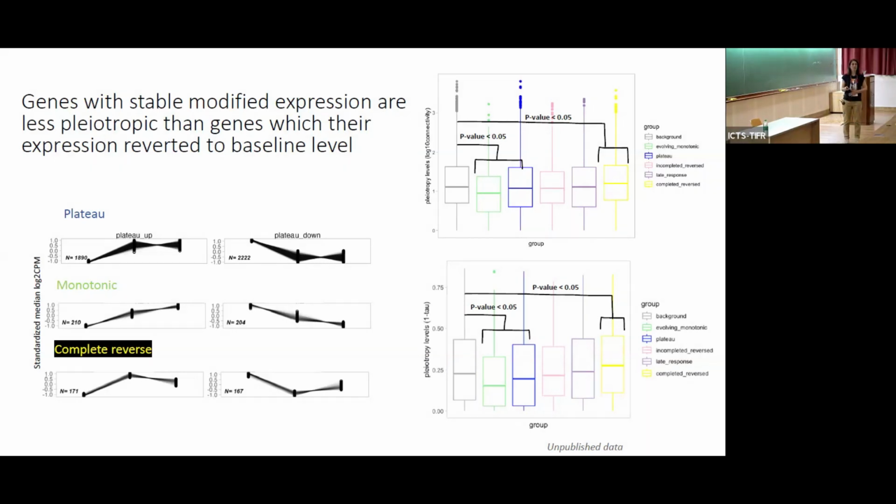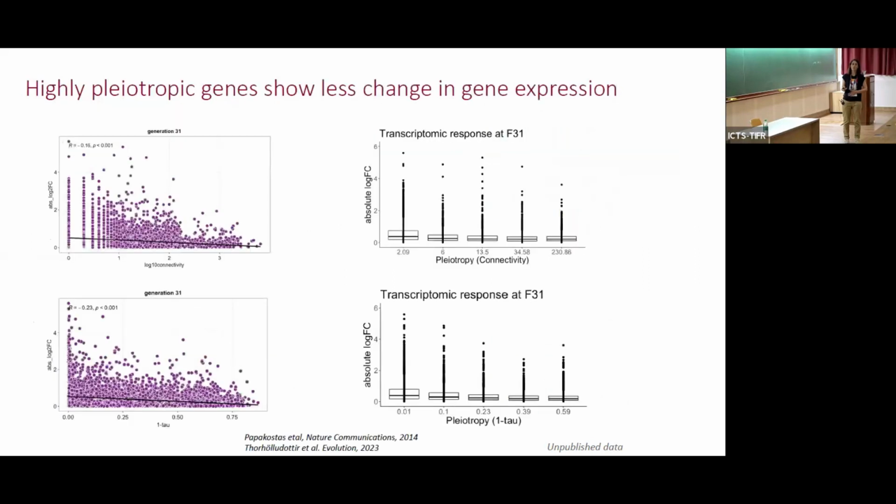Hello. Okay, now it's on. Could you go back to the previous one? So when you say that highly pleiotropic genes show less change in expression, this is log 10 of connectivity. So these highly pleiotropic ones are here, and the y-axis is the log 2-fold change of expression. So if the expression is higher, you are less pleiotropic, and the highly pleiotropic genes have smaller fold change. And this is from 0 to 31, not just after it plateaus? Yes, the change is the overall change, 0 to 31.